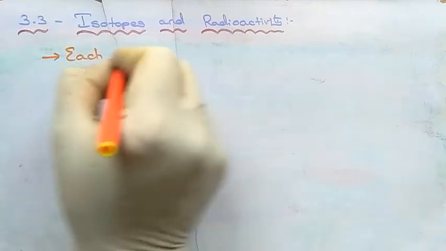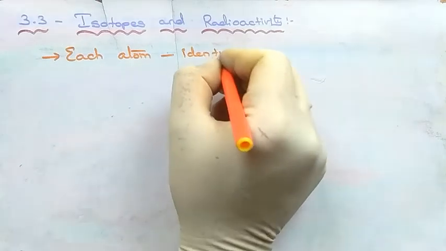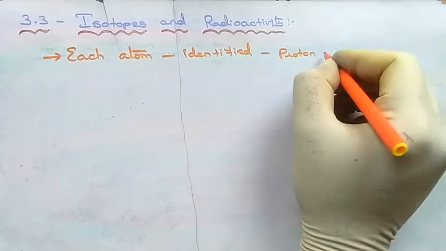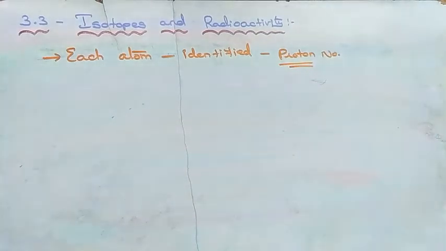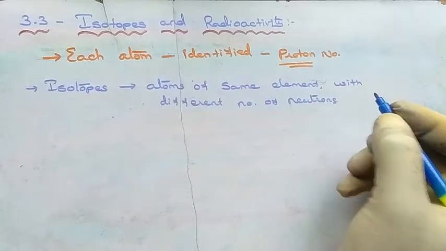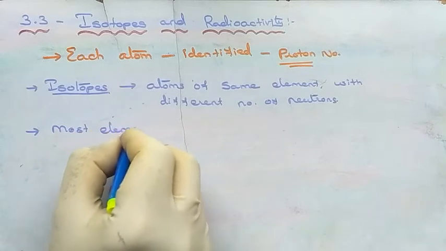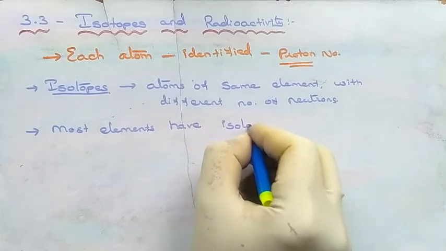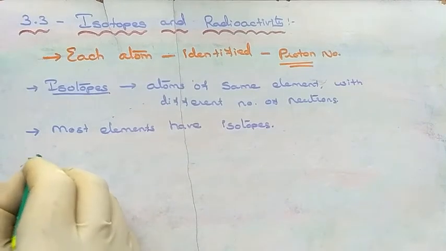Next, we are going to see isotopes and radioactivity. As we know already, each atom is identified based on the proton number. For example, if an atom has 6 protons, it is called carbon. Like that, each and every atom is identified by proton numbers. Isotopes are atoms of the same element with different numbers of neutrons. Most elements have isotopes in nature, which means most elements have the same number of protons and different numbers of neutrons in nature itself.